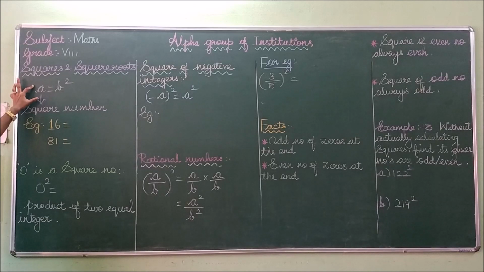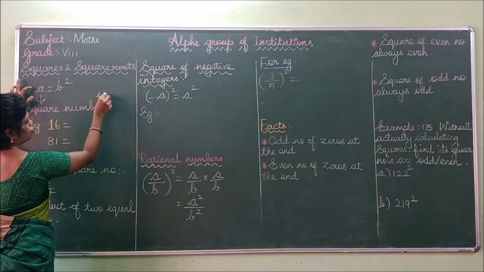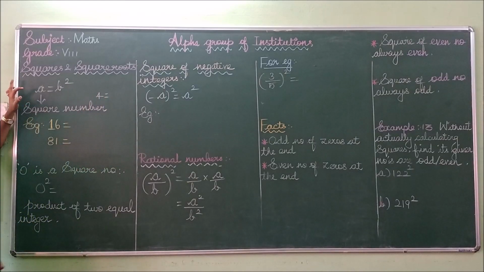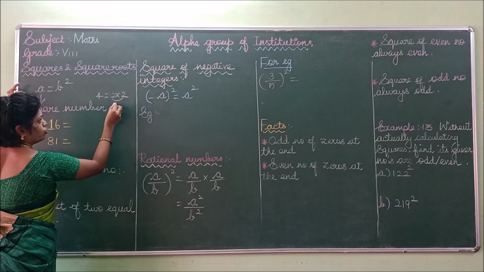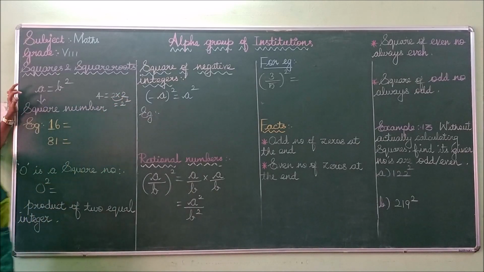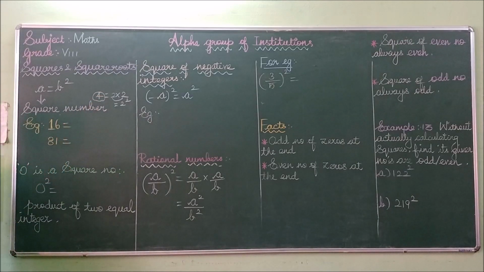So for example, if you take the number 4, how can you write this 4? The 4 can be represented as 2 into 2, which can again be written as 2 square. So this 4 is called a square number or perfect square. Listen, what is the given statement? If a and b are two natural numbers such that a equals b square, then this a should be called a square number or perfect square.